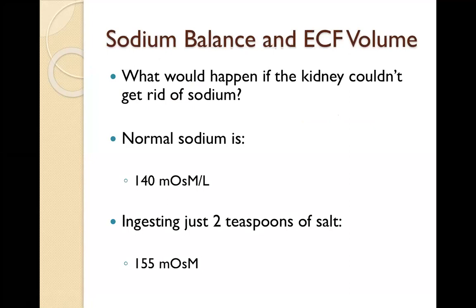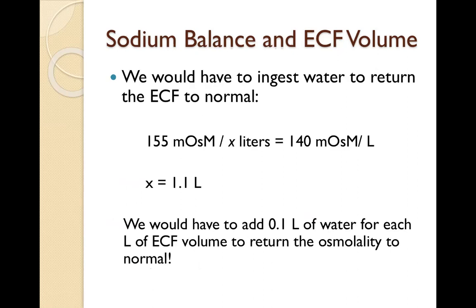The first question is, what would happen if our kidney couldn't get rid of sodium? If we look at a normal sodium level in the body, it's approximately 140 milliosmoles per liter. 2 teaspoons of salt contain 155 milliosmoles. And we're talking about sodium chloride here.